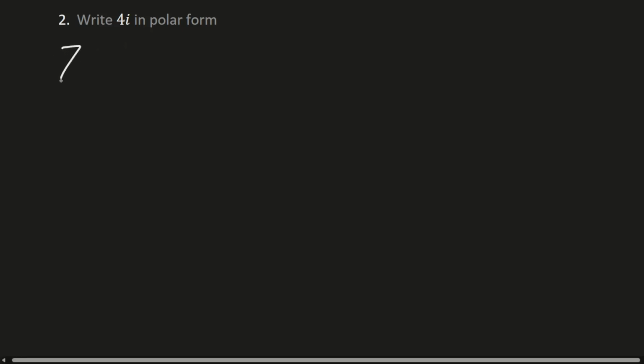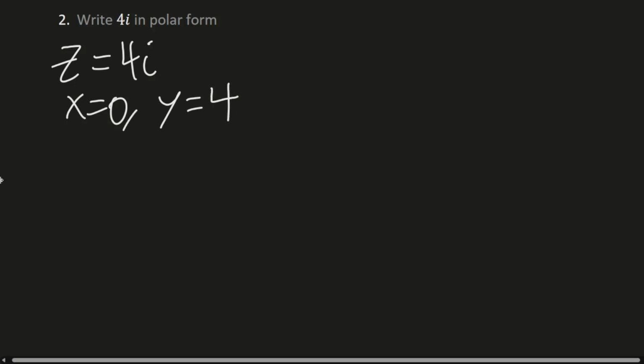Okay, so for number 2 right here, we put it in the z equals 4i format, right? And we can see that x doesn't have a value, so x is equal to 0. And then y is equal to 4. And then that means that r is equal to the square root of 0 to the power of 2 plus 4 to the power of 2, which is basically equal to 4.